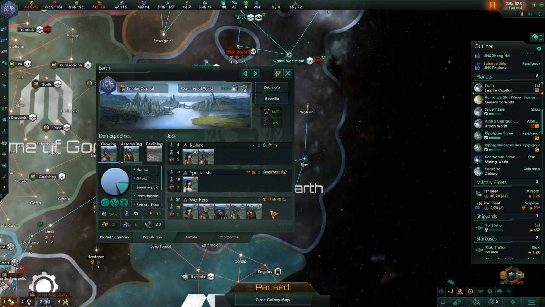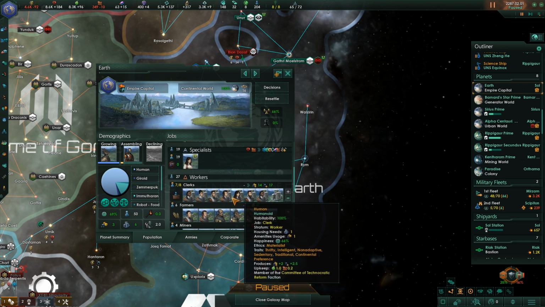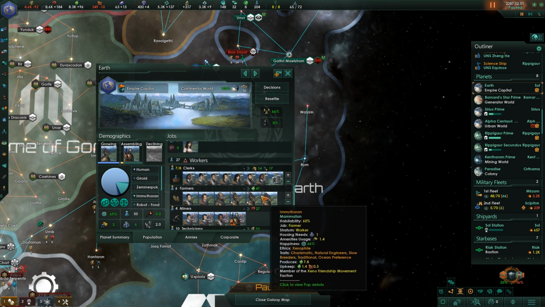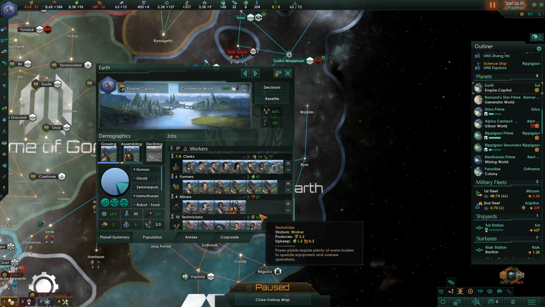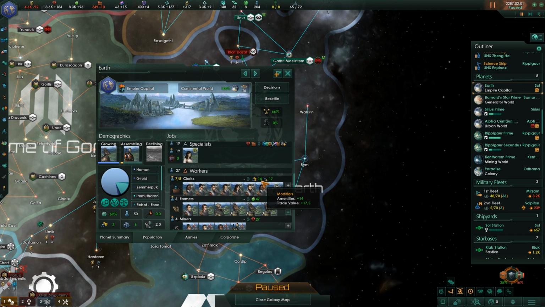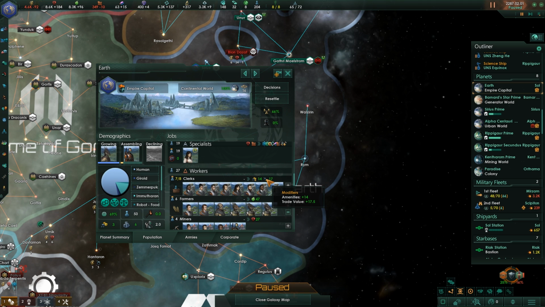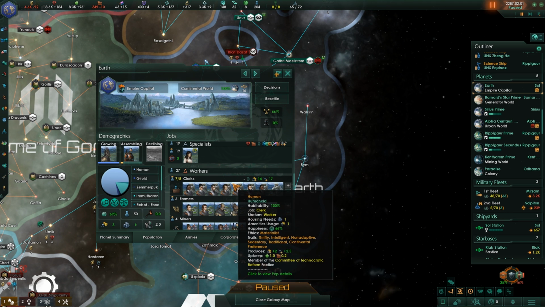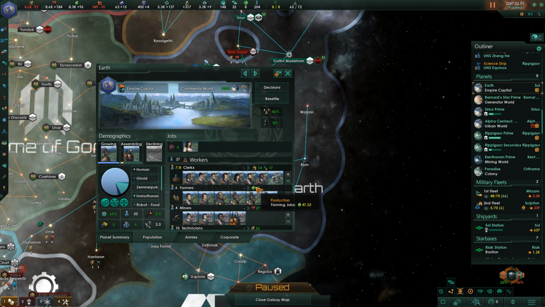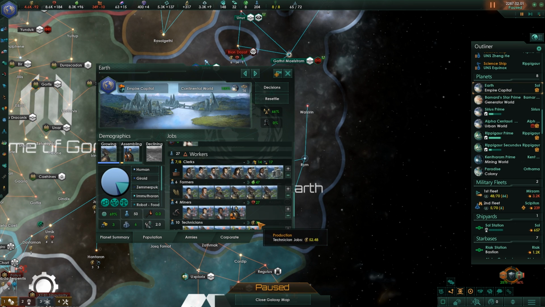The workers by themselves are the production of all the basic resources, whether it's food, minerals, energy, and in this particular case, amenities and trade value. Now, amenities and trade value are a separate system, and we will be covering this shortly, but for now, we're going to be focusing on food, minerals, and energy.